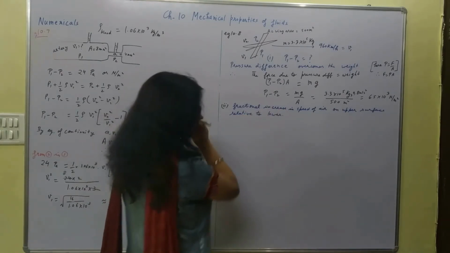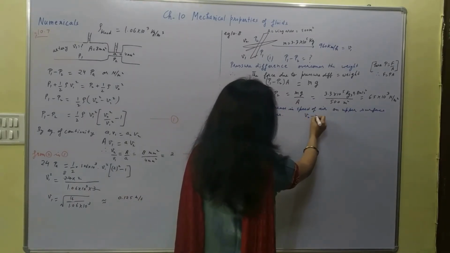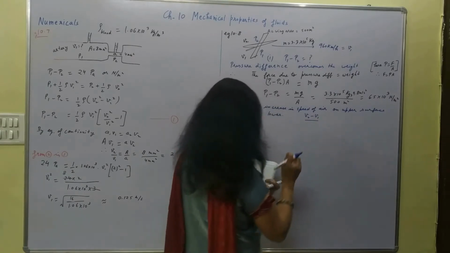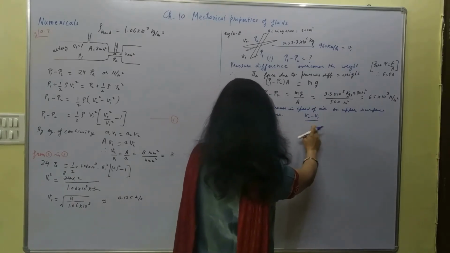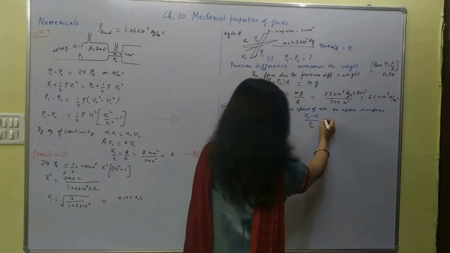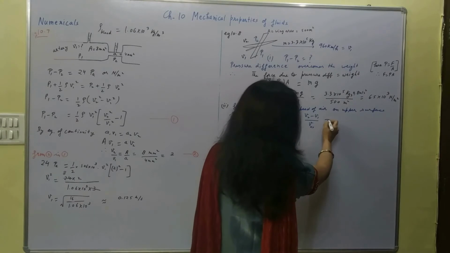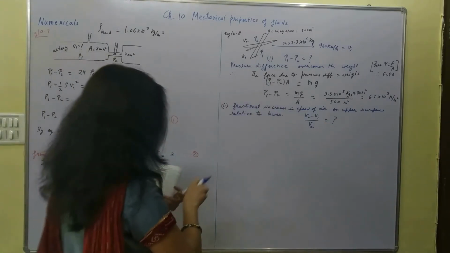So what are they wanting from us? They want (V2 minus V1) upon V average. So this is the fractional increase. This is what we have to find out. Why are we writing the average? This will be clear with the solution.